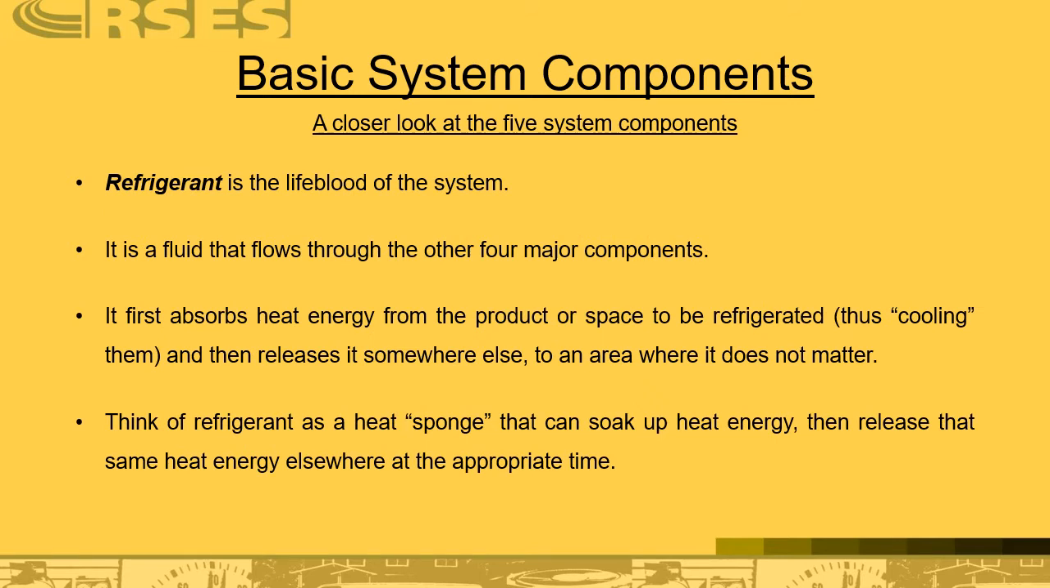Basic system components, a closer look at the 5 system components. Refrigerant is the lifeblood of a system. It is the fluid that flows through the other 4 major components. It first absorbs heat energy from the product or space to be refrigerated, thus cooling them. The absence of heat is cold, and then it releases the heat somewhere else, to an area where it does not matter. Think of refrigerant as a heat sponge that can soak up heat energy, then release that same heat energy elsewhere at the appropriate time.